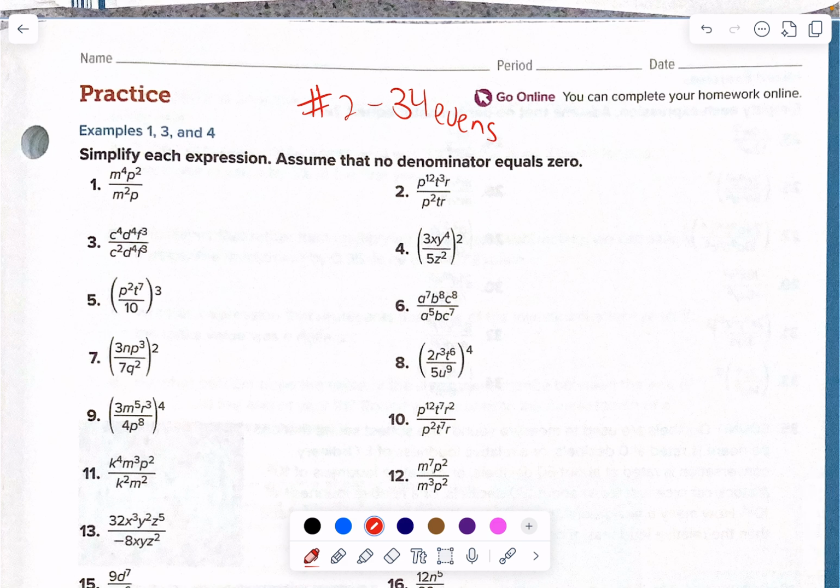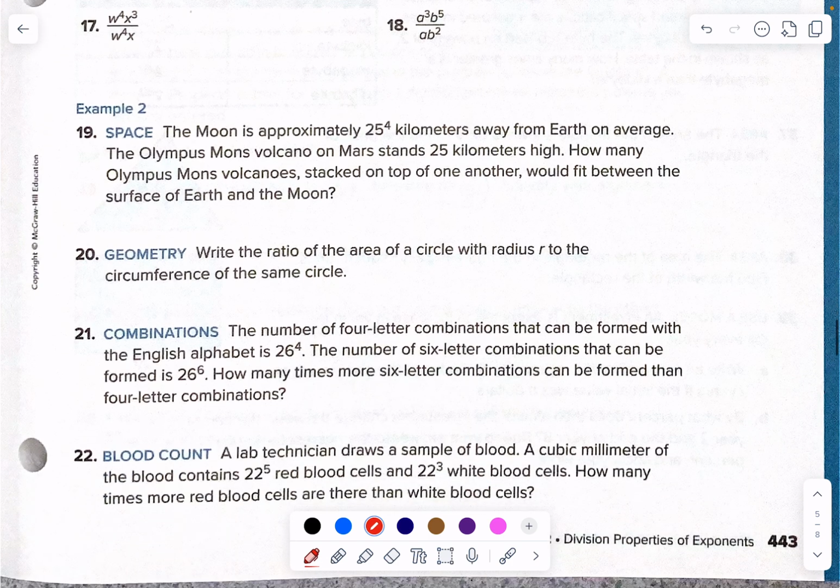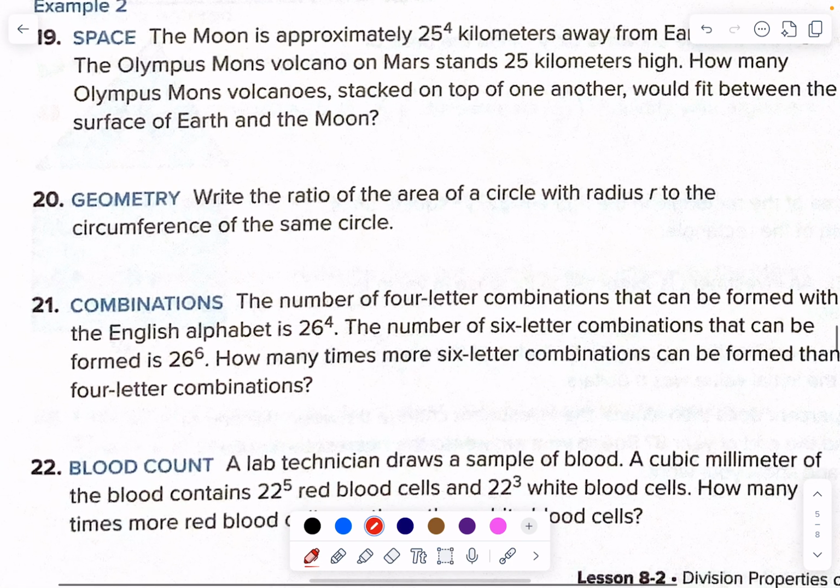Again, follow those same process and go back to your examples and check if you get stuck. I do want to do number 20 with you just because it is a little bit of a review from when you learned about circles. So number 20 says write the ratio. Remember, ratio comparing two amounts, and we'll write this ratio as a fraction, hence the division we've been talking about. So the ratio of the area of a circle with a radius r to the circumference of that same circle.